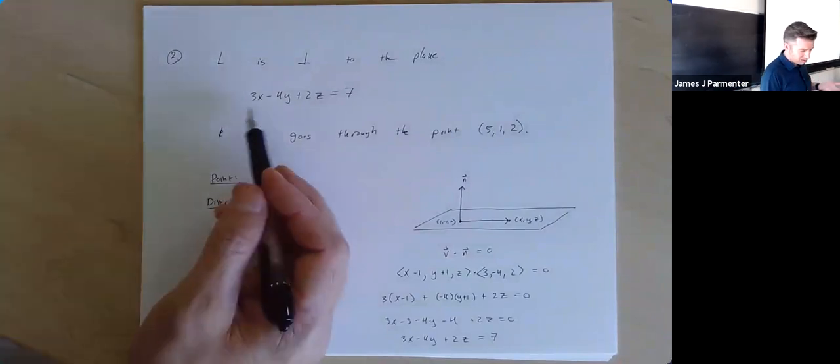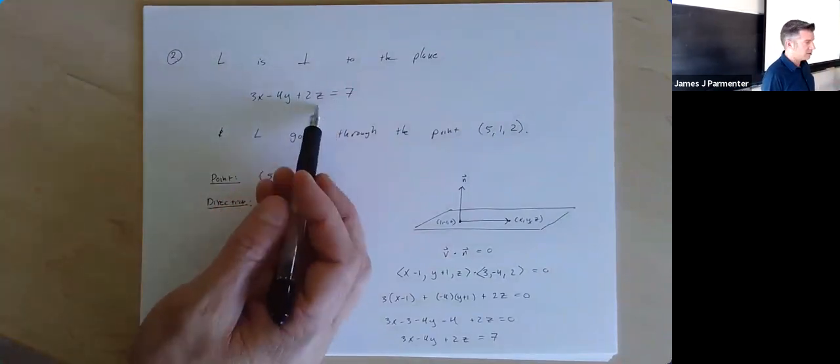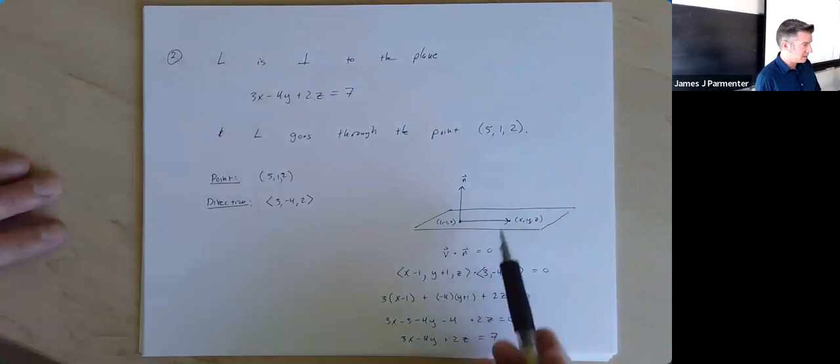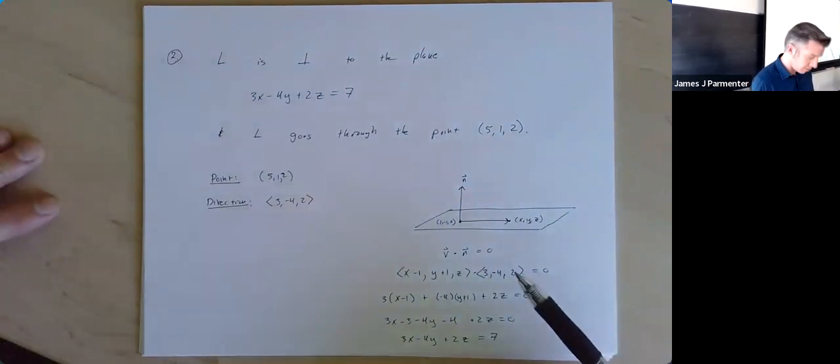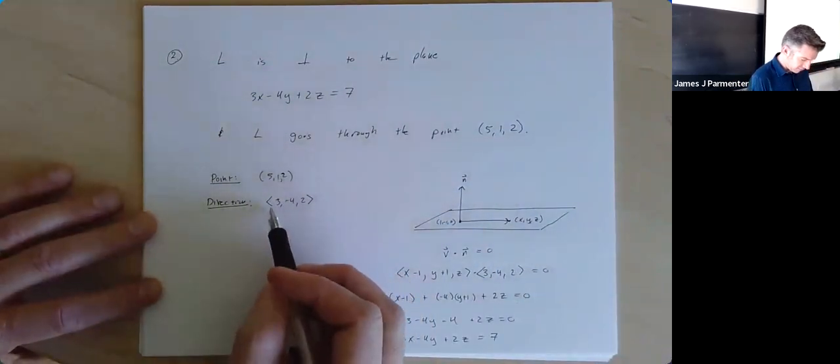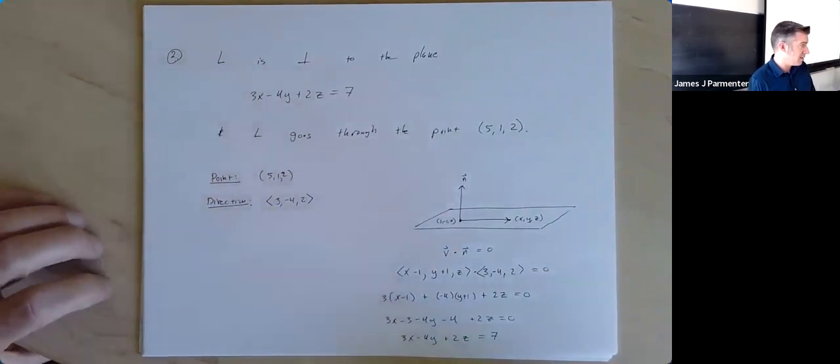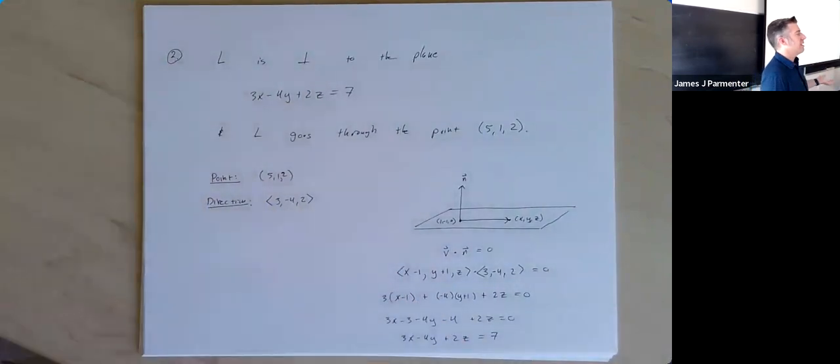You can just look at the equation and say, oh, there's a normal vector, 3, negative 4, 2. That's the reason, because you have to have this dot product equaling 0. But if we have a point and a direction, we can write the equation of the line. There are a couple of ways people like to write it.